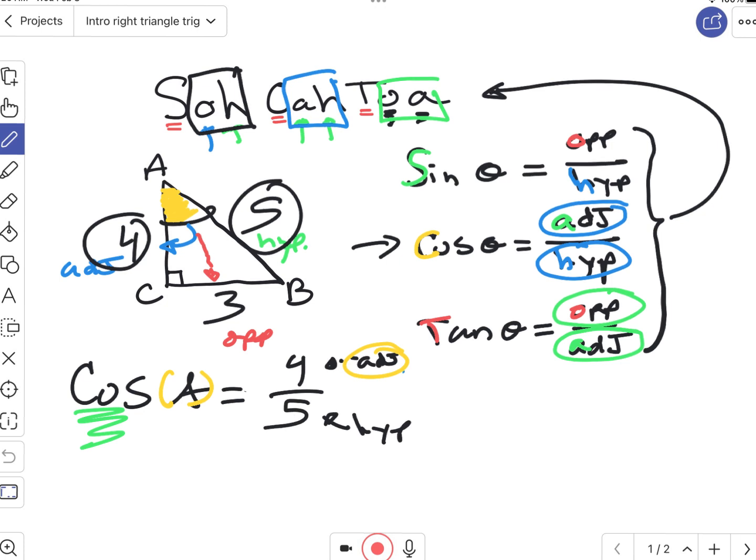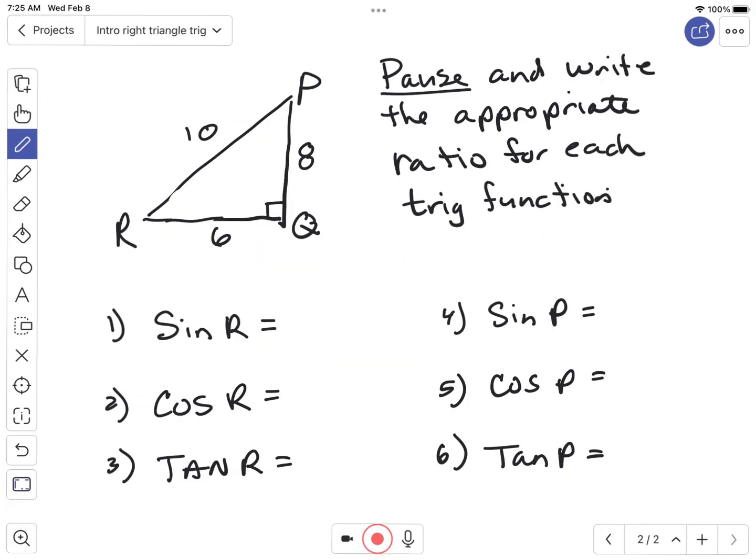So let's see if you can build some trig ratios. Next slide. Why don't you please pause and take notes and see if you can answer what's the sine of R, the cosine of R, tangent of R, and then sine of P, cosine of P, and tangent P. So what would be the ratios according to what we just learned about SOHCAHTOA? So what's going to be the ratios for each of those?